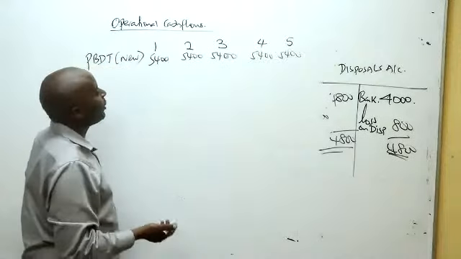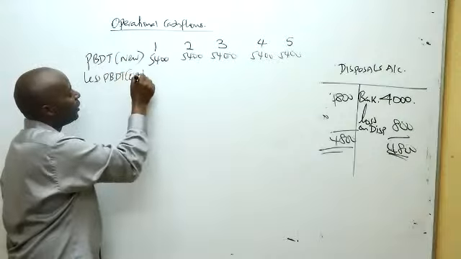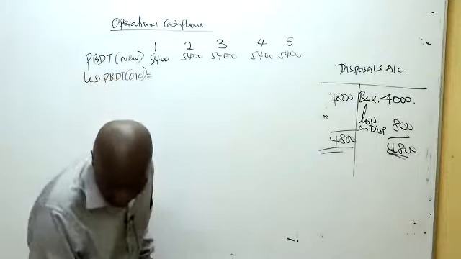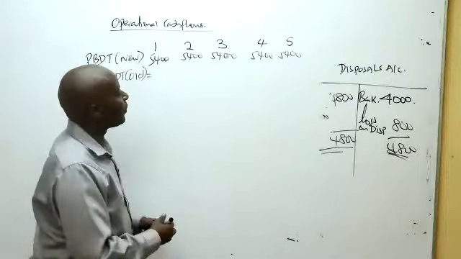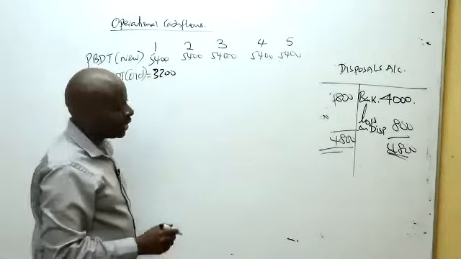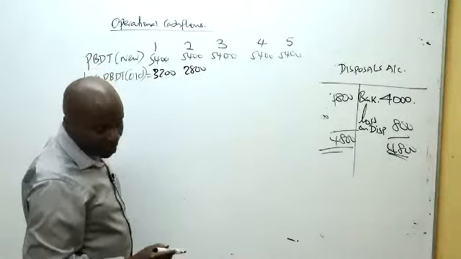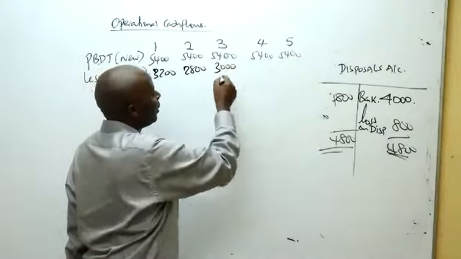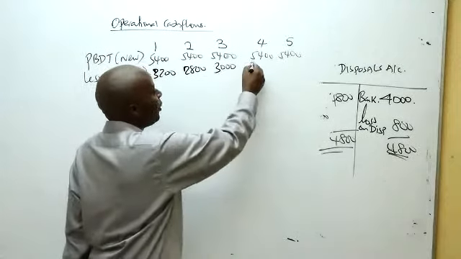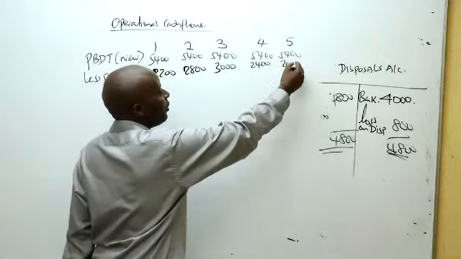I want an incremental, so less profit before depreciation of the old machine. So the old machine, what do we have there? I can see 3,200. We have 2,800. We have 3,000. We have, ladies and gentlemen, 2,400. And then lastly, we have 2,000. Thank you very much.